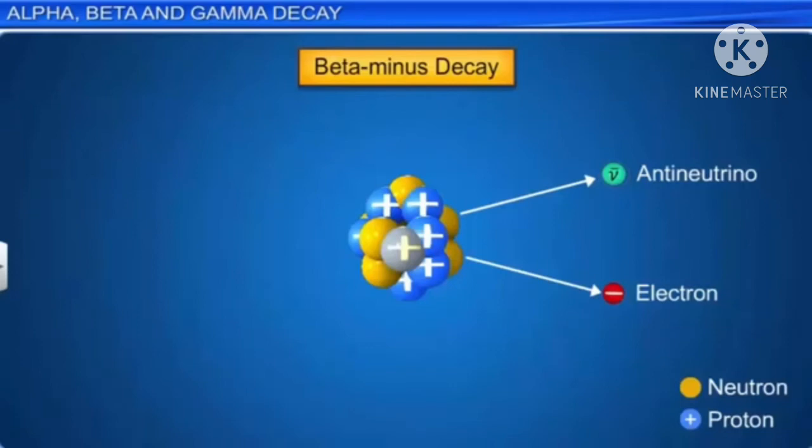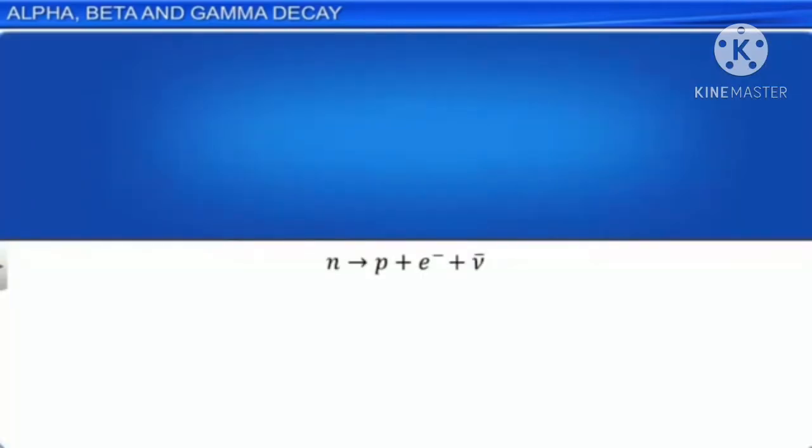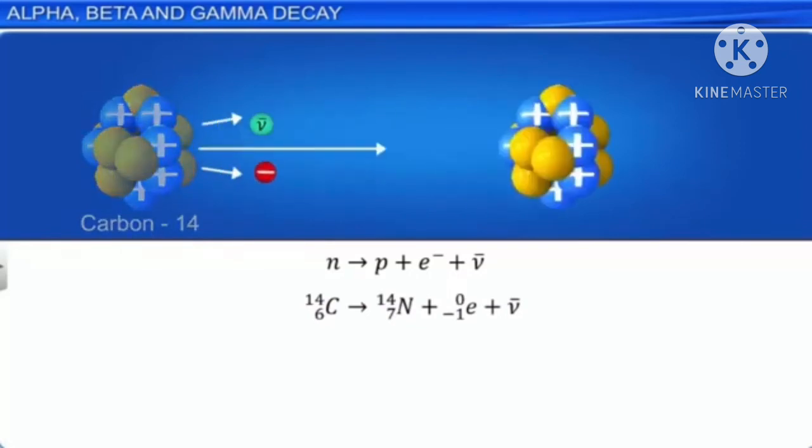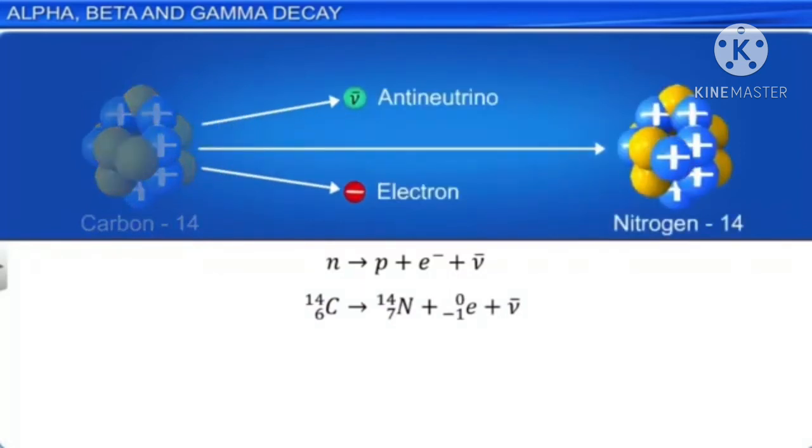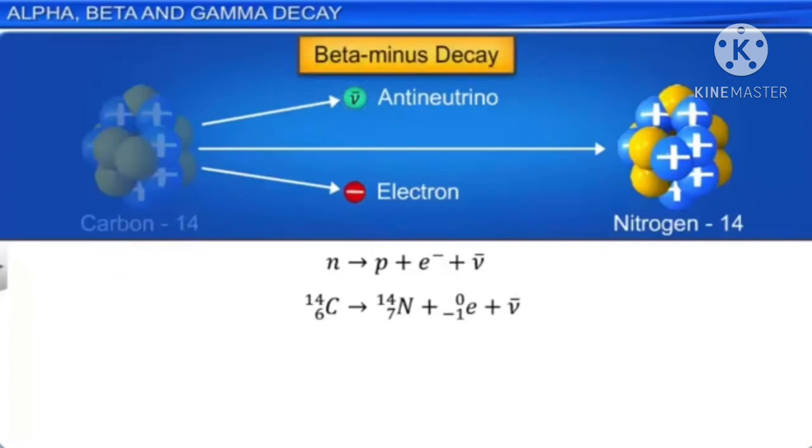For example, when carbon-14 decays into nitrogen-14, it emits an electron and an antineutrino, which is denoted by nu bar. This is called beta minus decay since the particle emitted is the electron. Here, we see that a neutron converts into a proton and in the process emits an electron. In beta minus decay, the atomic number of the daughter nucleus is 1 more than the atomic number of the parent nucleus, with their mass numbers being the same.